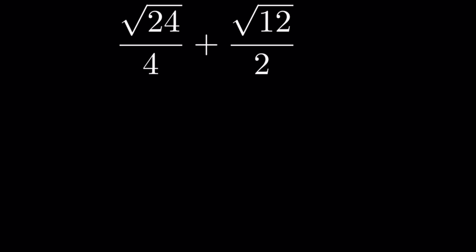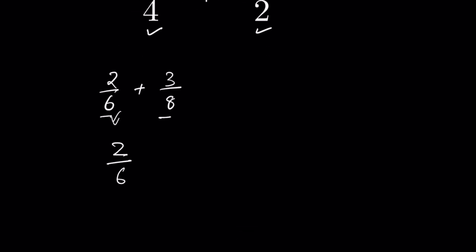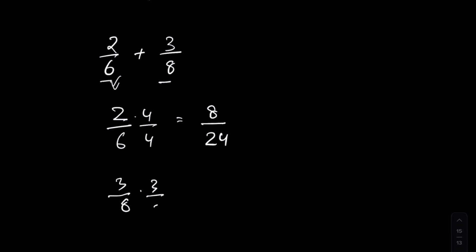When you have to add fractions which are unlike fractions because they have different denominators, for example 2 upon 6 plus 3 upon 8, we make the fractions have the same denominator. So 2 upon 6, if we multiply and divide it by 4, is 8 upon 24, and 3 upon 8, if we multiply and divide it by 3, will be 9 upon 24. Now they have the same denominator, so we can add. These are equivalent fractions.